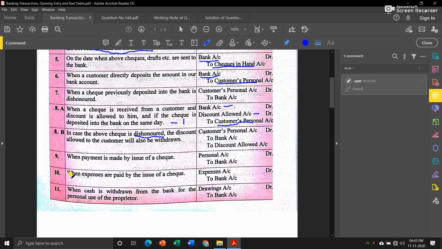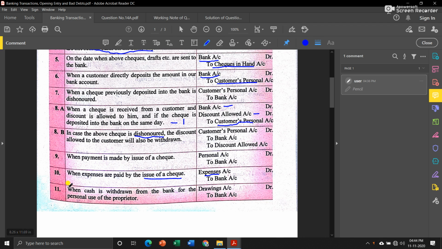Okay, now next, when expenses are paid by issue of a check. Now when we make any expenditure, suppose we paid rent through check, in that case we will write the expense's name here. Like in my example, I told you that I paid rent through check, so I will debit the rent account and I will credit the bank account, since the amount will be deducted from my bank account.